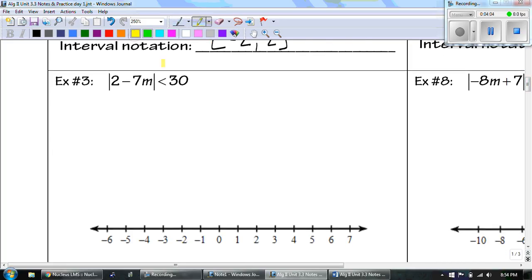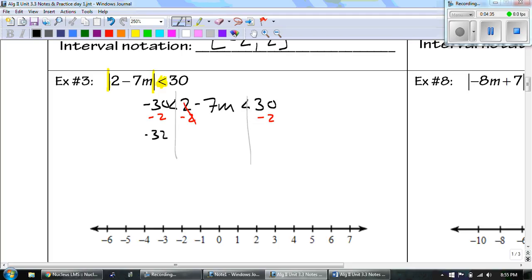Okay, so the absolute value is all by itself, and it's a less than, so an and. So we have 2 minus 7m less than 30, and I'm going to use the same symbol, and I'm going to change it to a negative 30. And then we solve. We have to subtract 2 from all three sides. So we get negative 32 is less than negative 7m, which is less than 28.